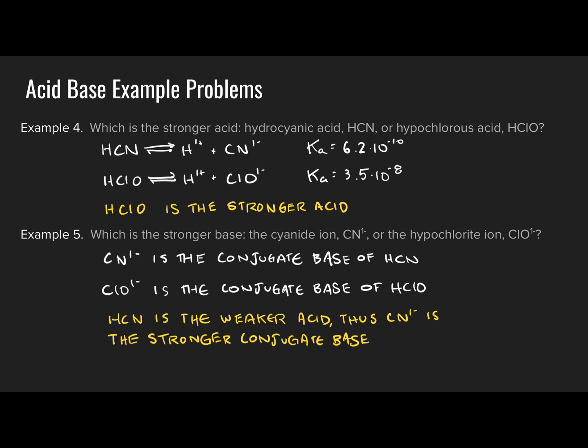So again, the stronger the acid, the weaker its respective conjugate base. And therefore, the hypochlorite ion is a weaker conjugate base. The cyanide ion is a stronger conjugate base.